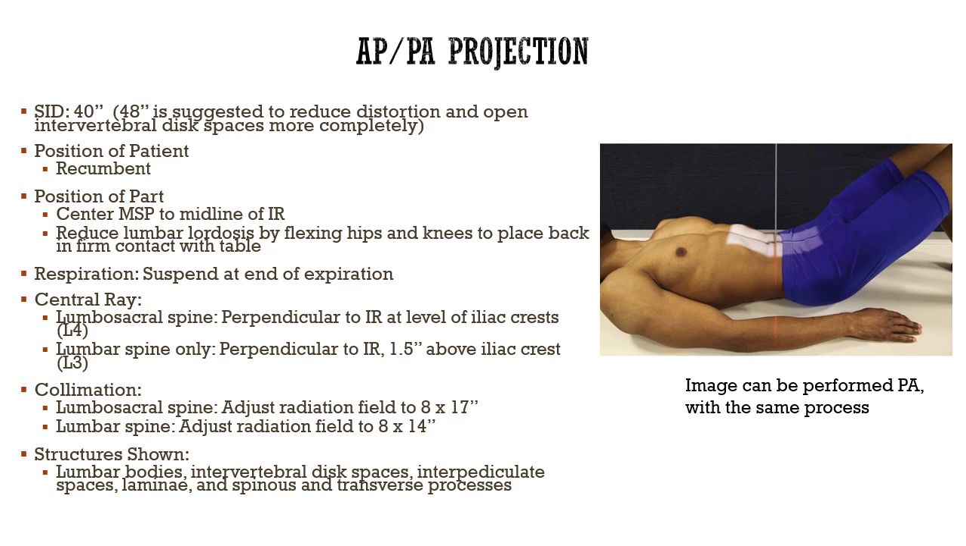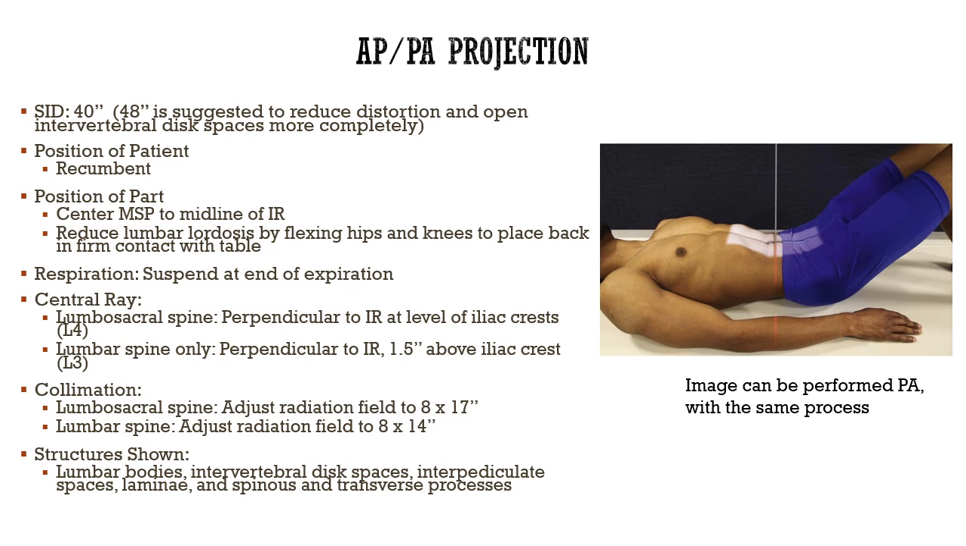For the lumbar sacral spine, we're going to center the image receptor at the level of the iliac crest, which is L4. In the lumbar spine only, we're going to direct the central ray perpendicular to the image receptor at 1.5 inches above the iliac crest to the level of L3. For the lumbar sacral spine, we'll adjust the collimation field to an 8 by 17 inch field size. For the lumbar spine, we're going to adjust the radiation field to 8 by 14.